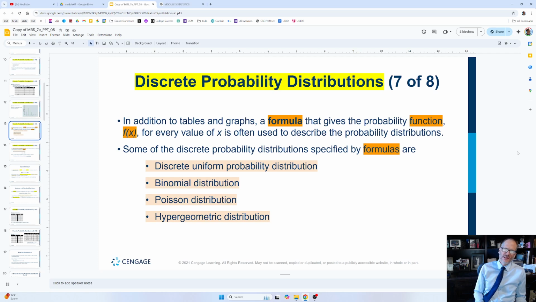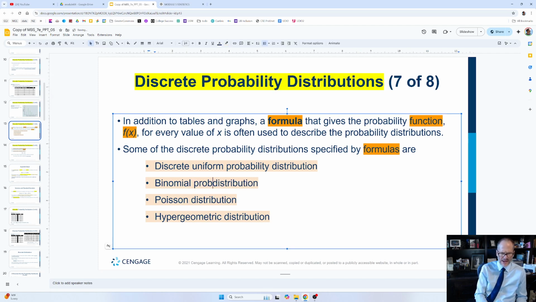So we saw this on Monday night in the previous videos, discrete probability distributions. And in addition to tables and graphs, a formula that gives the probability function f(x) for every value of x is often used to describe the probability distributions. And some of the discrete probability distributions specified by formulas are the binomial probability distribution, right? So we're going to do that right there. We're just going to add in binomial probability distribution. That's the one we just looked at.